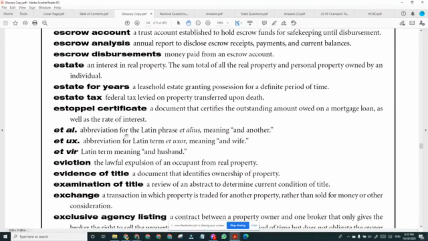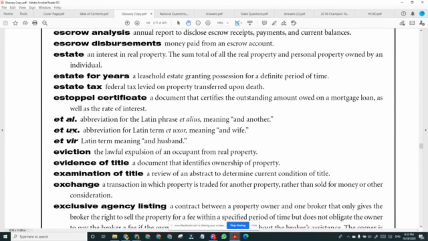Et al., abbreviation for the Latin phrase et alias, meaning and another. Et ux, abbreviation for the Latin term et uxor, meaning and wife. Okay? So et ux, and wife, et vir, and husband. So those are Latin terms.